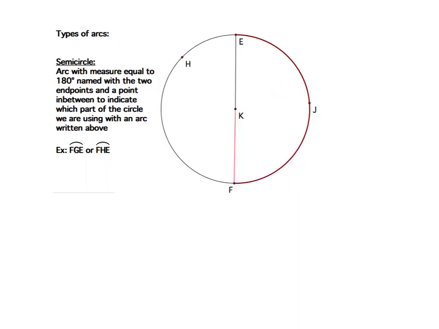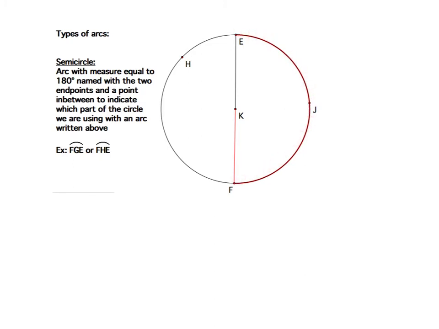When the arc is exactly half the circle, we call that a semicircle. And hopefully you remember that. Half a circle is called a semicircle. And really, a semicircle is just a special type of arc. It's an arc where the measure is exactly 180 degrees. So when you talk about a semicircle, because it's half the circle, there's two halves of the circle.